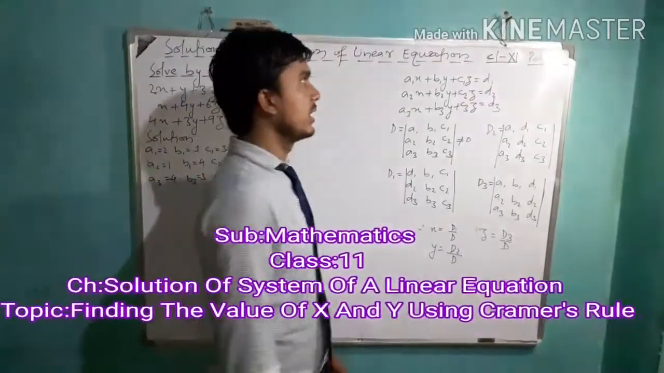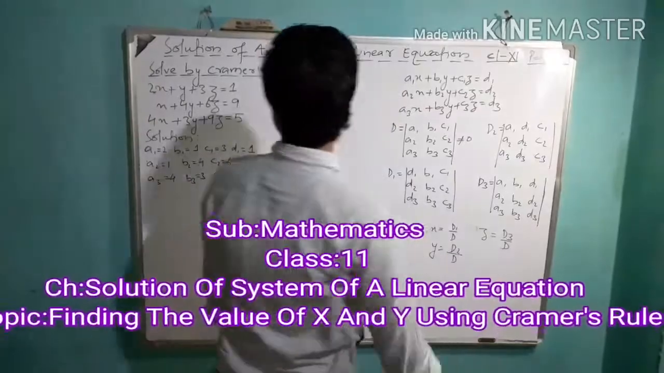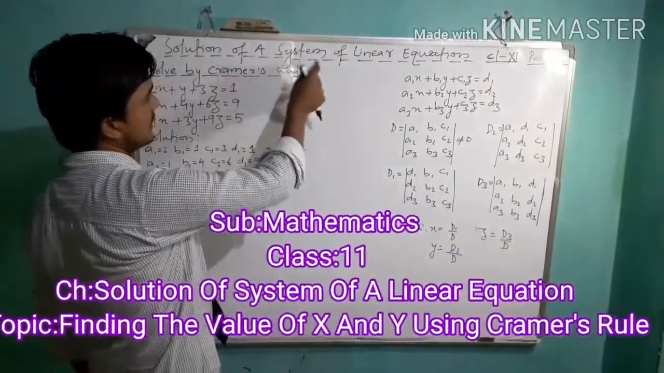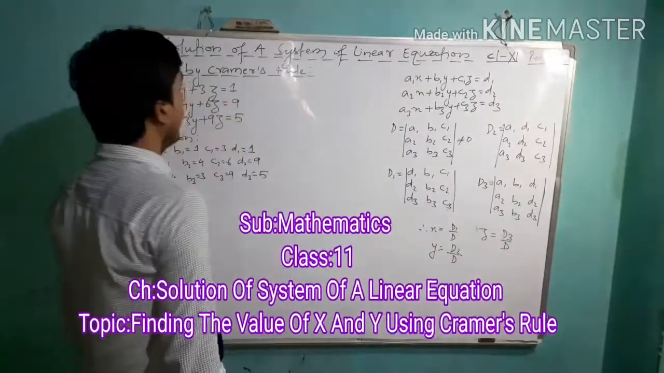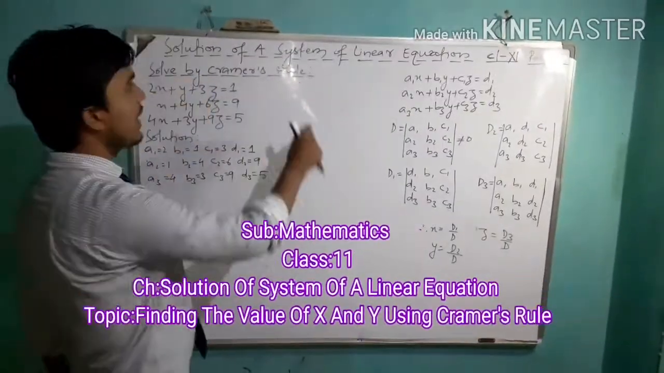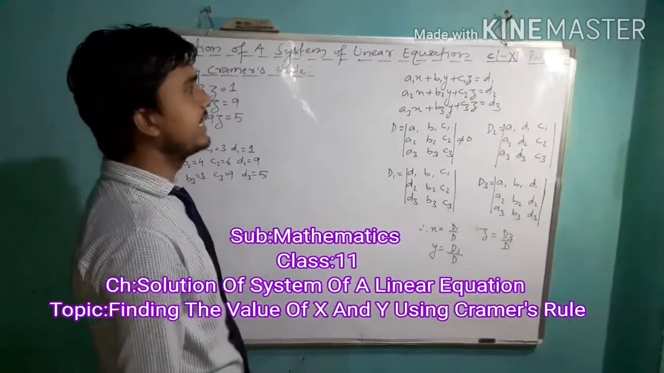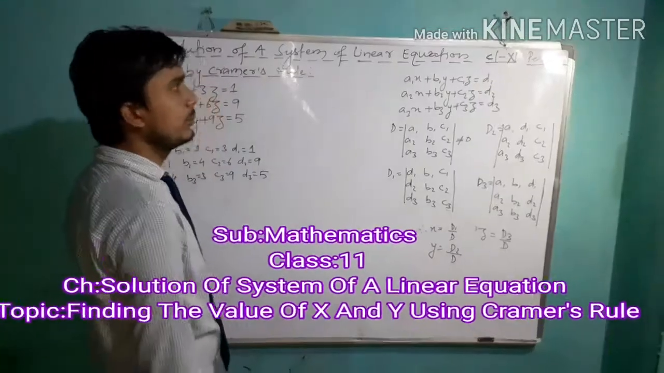Today I am going to conduct the second period of the chapter called Solutions of a System of Linear Equations. This is for 11th standard. Here we will use Cramer's rule to find the values of x, y and z. Three values we will be finding, okay?